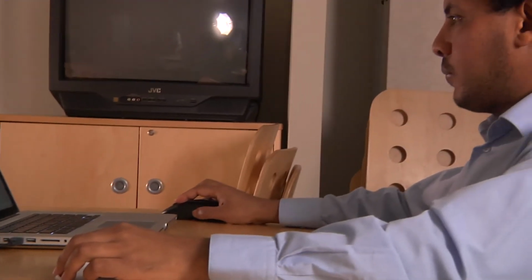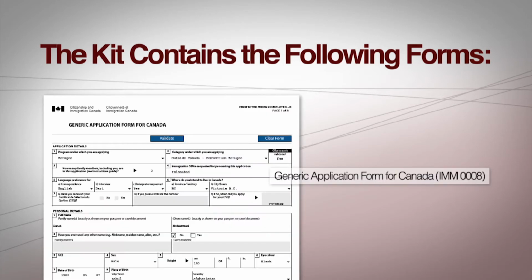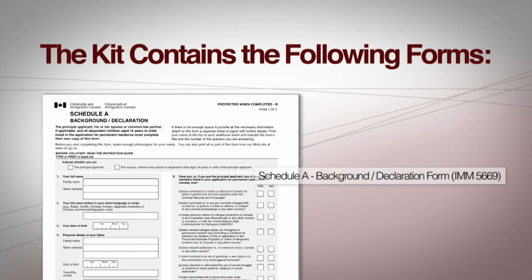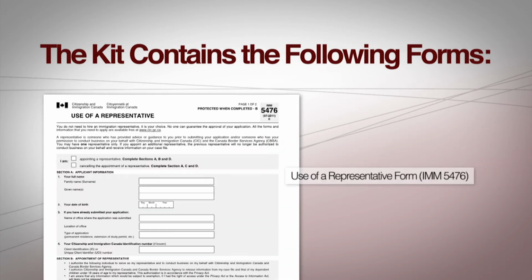IMM 6000 application kit. This kit contains the following forms: Generic Application Form for Canada, also called the IMM 0008. Additional Dependents Declaration Form, also called the IMM 0008 DEP. Schedule A Background Declaration Form, also called the IMM 5669. Schedule 2 Refugees Outside Canada Form, also called the IMM 0008 Schedule 2, and the Use of a Representative Form, also called the IMM 5476.